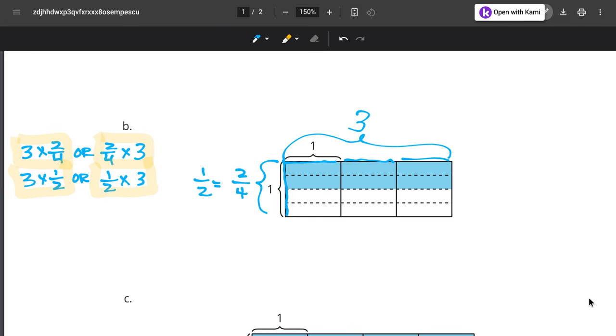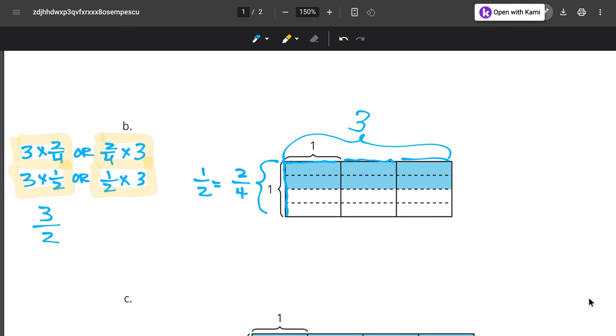Now, what is 3 times 1/2? If I have 3 half pieces, certainly think about this, I have 3 halves. So that is one way that you can give your answer. For number 1B, you can say that you have 3 halves. That is true.